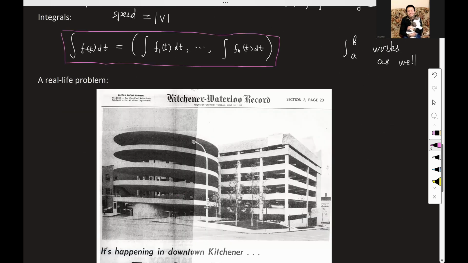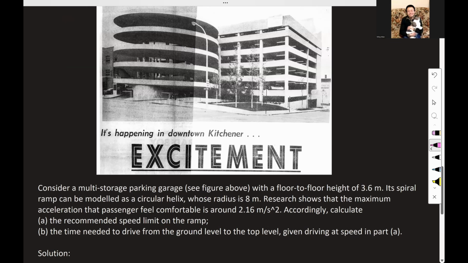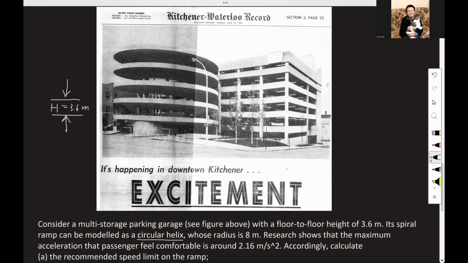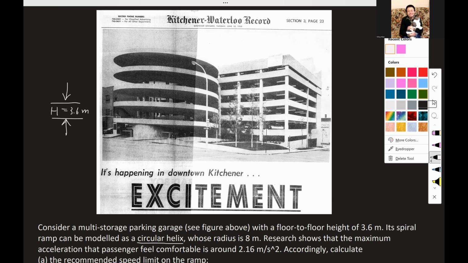This has to do with this parking garage. As you can see, there's this spiral ramp built next to it in order to access various storeys of the parking garage. Let's consider a multi-storey parking garage, see the picture above, with a floor-to-floor height of 3.6 meters. The ramp is called a circular helix. The circular helix has a radius of 8 meters. That means if you imagine seeing this ramp from a top-down view, you will just see a circle, and that circle would have a radius of 8 meters.